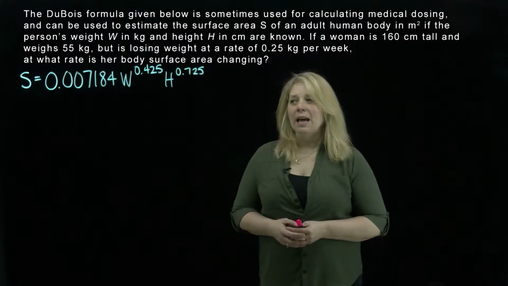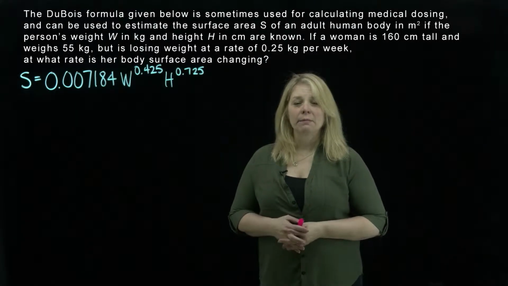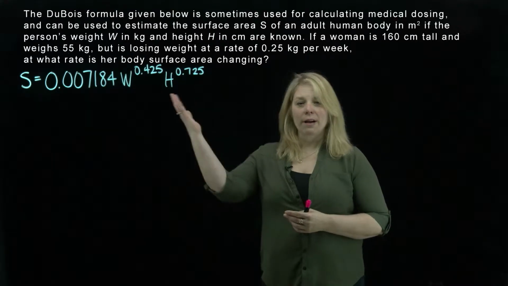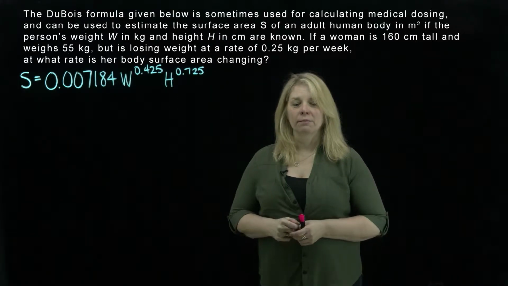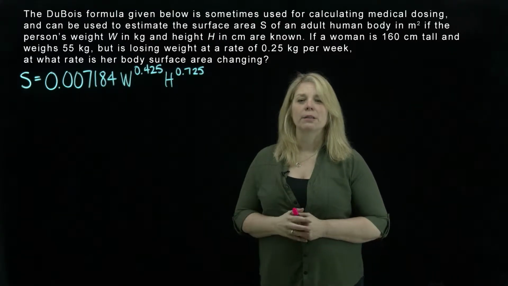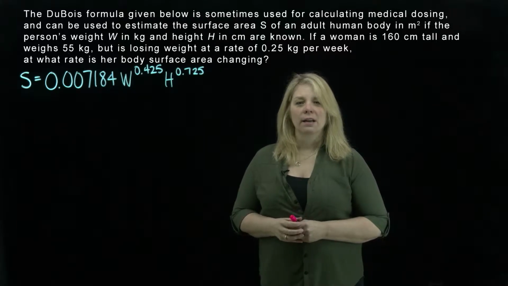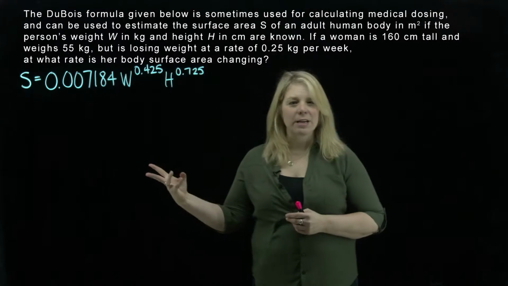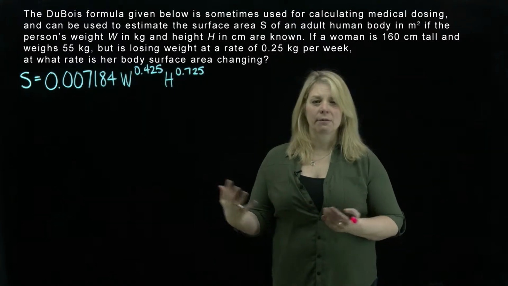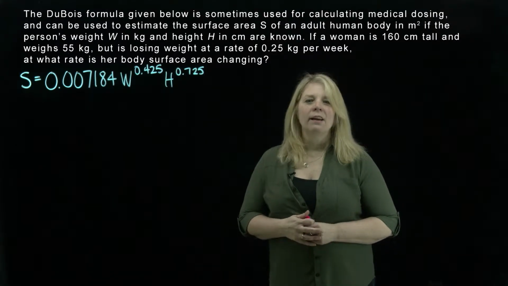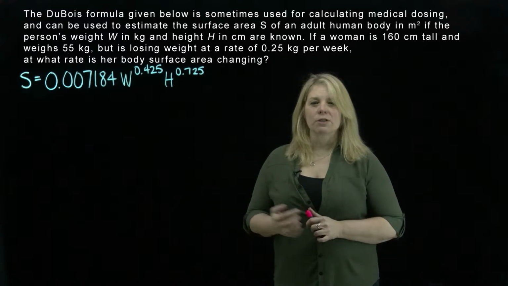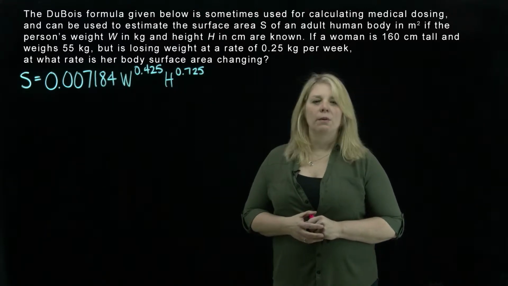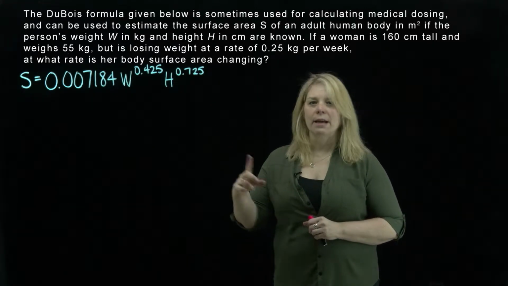Hi, we're going to look at another related rates problem. So we've got the word problem description up here. I'm not going to read that to you, but just point out some important features here. So we've got an equation given. This is a real equation with some ugly coefficients. Often equations based on data are like that. It's used to estimate the surface area when we know weight and height.